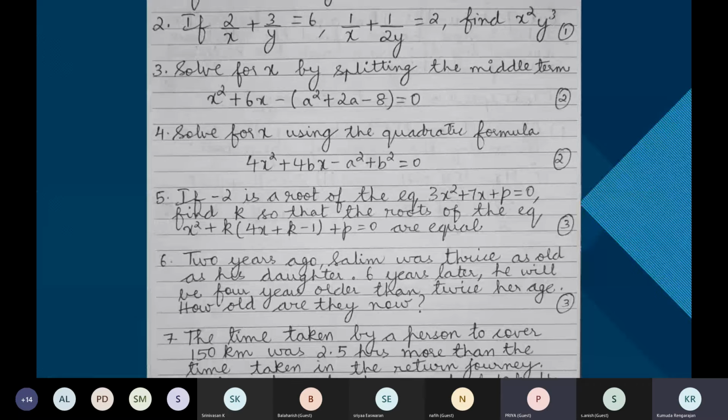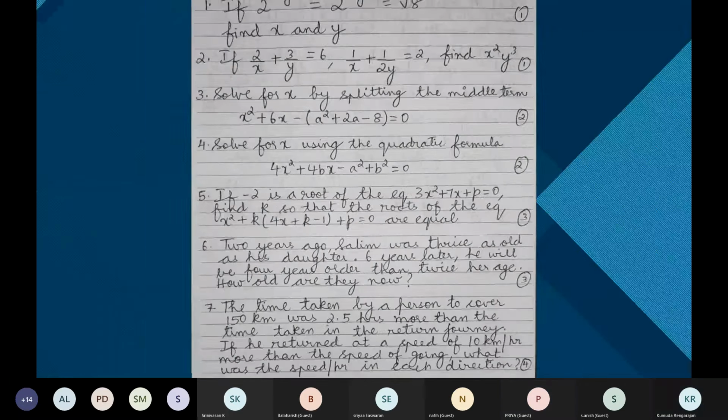So Salim's present age is 38 years and the daughter's present age is 14 years. That's right.